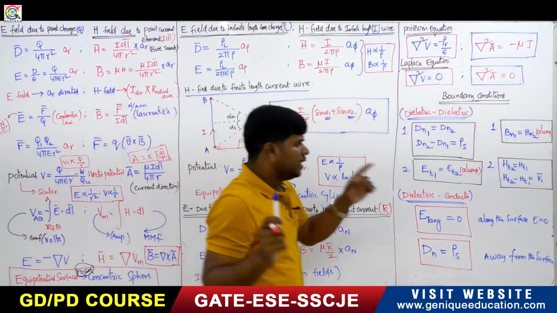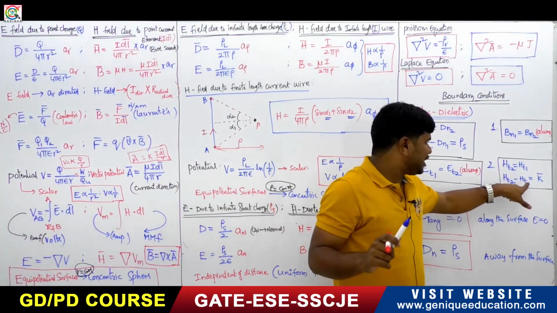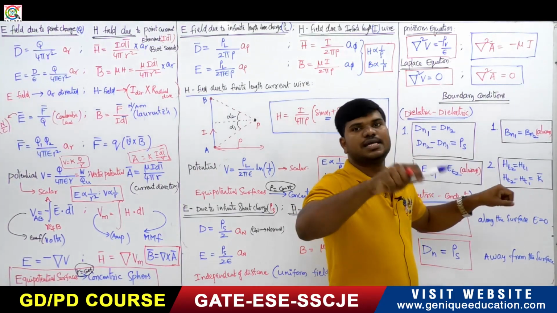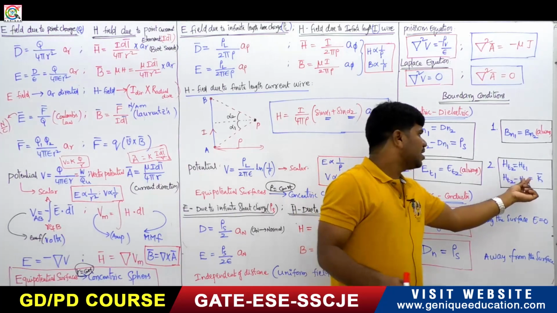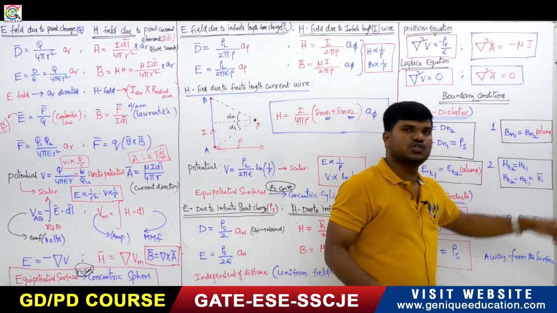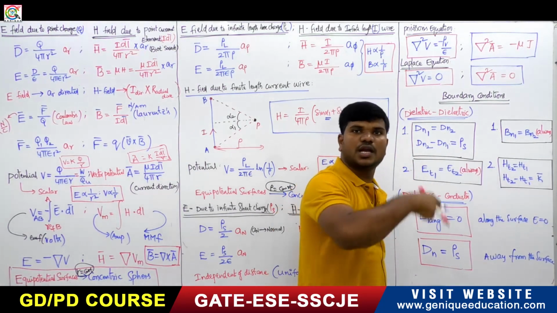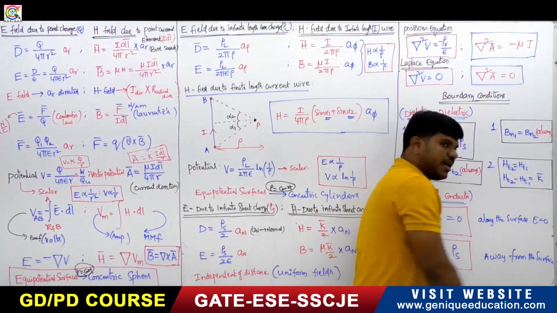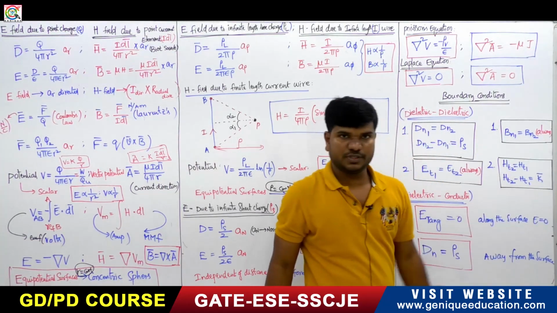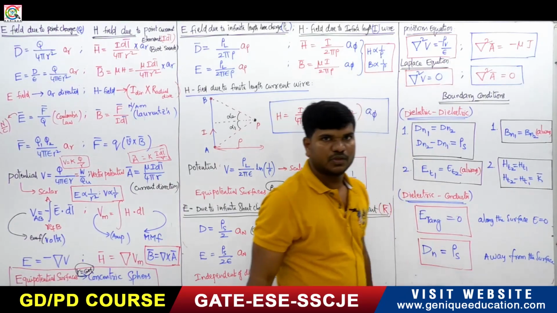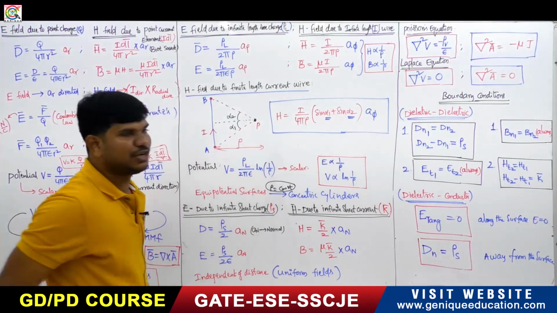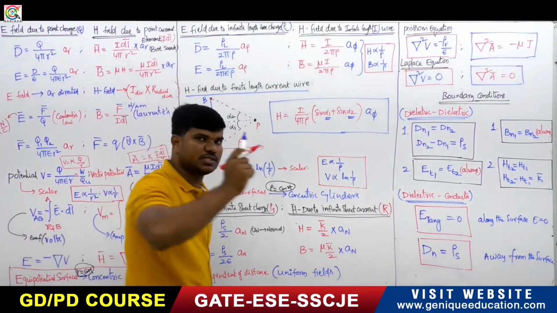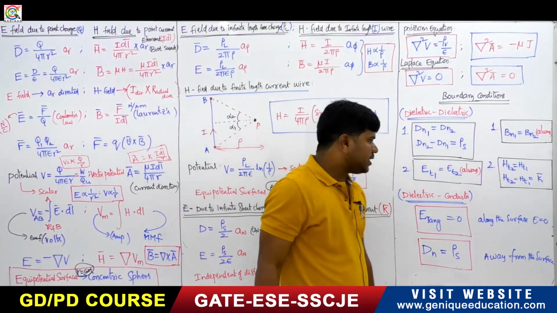Observe this: in the textbooks they might have given HT1 minus HT2 cross aN2, with some normal component, equal to K. You can use it that way or this way, and there is no need to get confused. It is better to use this one: always HT2 minus HT1 is equal to K. You have to focus on the directions there.